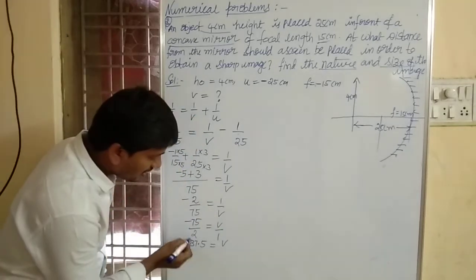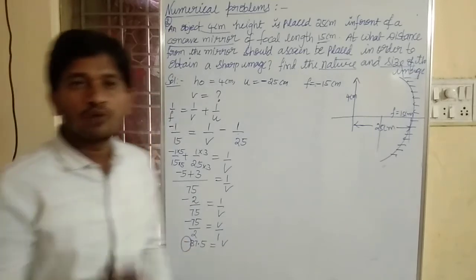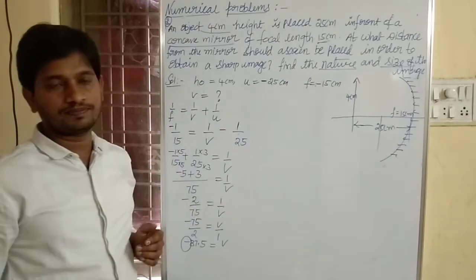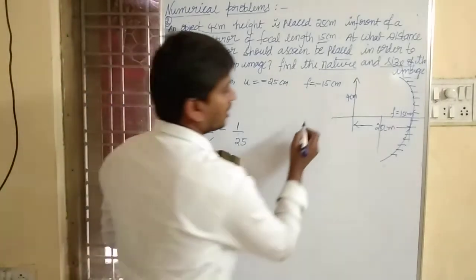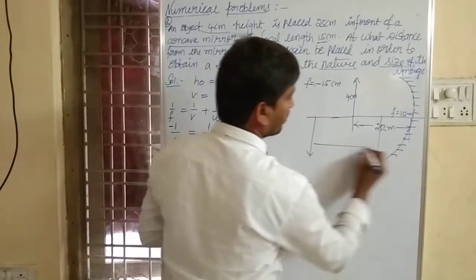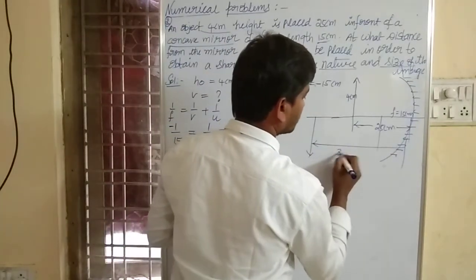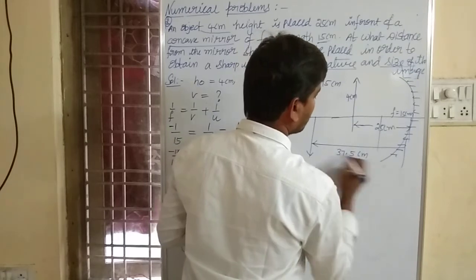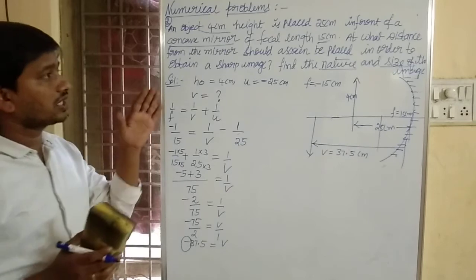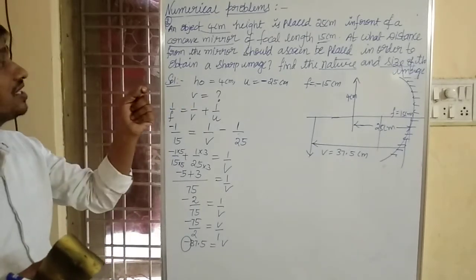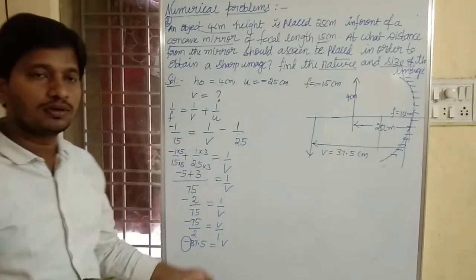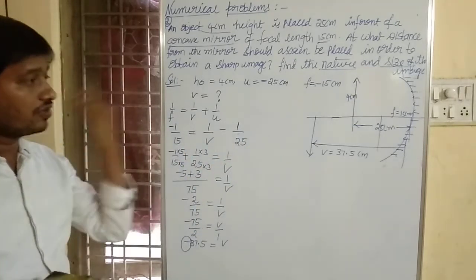What is the minus sign here? Minus sign indicates the screen should be placed in front of the mirror. At what distance? At a distance of 37.5 centimeter in front of the mirror. Okay, that's our first question. At what distance? At a distance of 37.5 centimeter from the mirror, in front of the mirror.